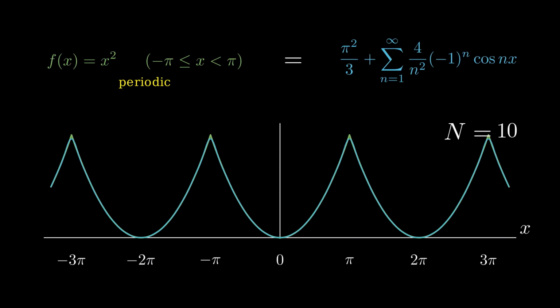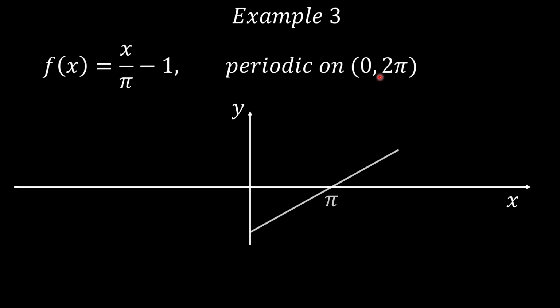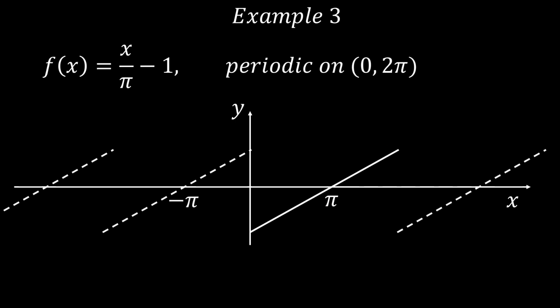So we have one more example, and then we close this series. So example number 3, which is a function that is like x, but it's more of a fancy x: it's x over pi minus 1, and it's periodic between 0 and 2 pi, so that when we plot it, it's going to look like this. When x is 0, we have negative 1, and then it increases up to positive 1 at 2 pi. Okay, and so when it's periodic, it looks like that, right?